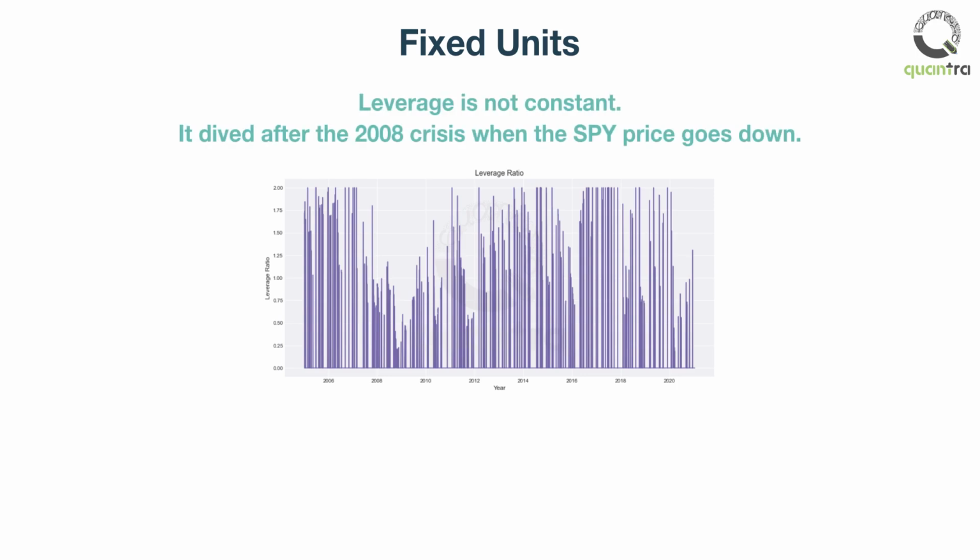Ever since the 2008 crisis, the leverage goes down after the SPY enters a bear market. The leverage then stays low for a long period of time. As we trade the constant number of shares during the whole backtest, we do not have any power over the leverage ratio. It can be lower or higher, we do not manage it at all.